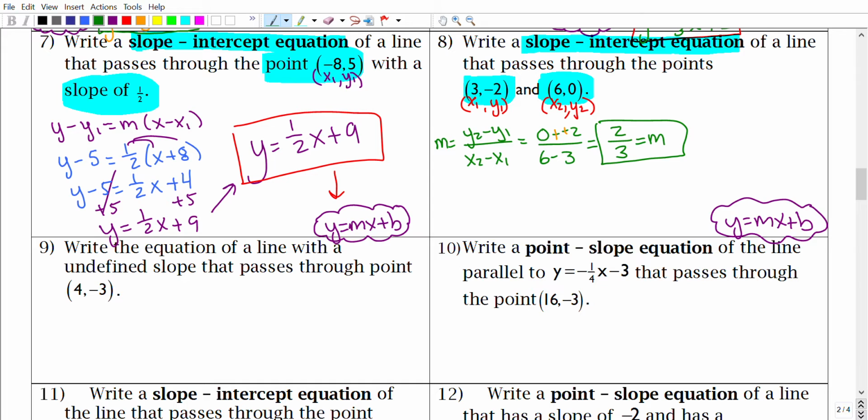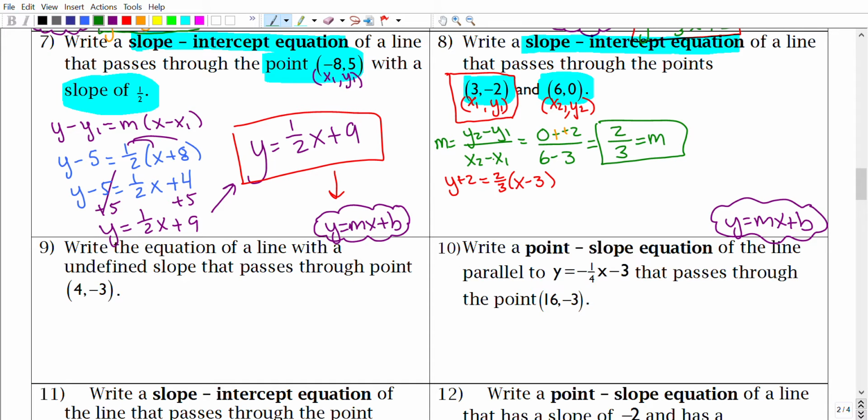Okay, now I have a slope and I actually have 2 points to choose from. I'm just going to go ahead and choose one of these to use. So I'm going to actually choose this first one. If I plug that into my point slope equation, let's see what we get. So y minus y1, which is a negative 2. So it's really y plus 2. Write my slope down. X minus x1, so x minus 3.